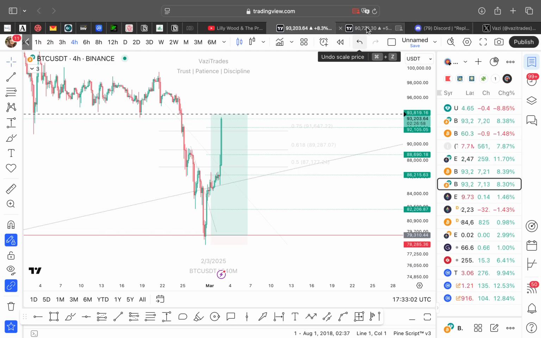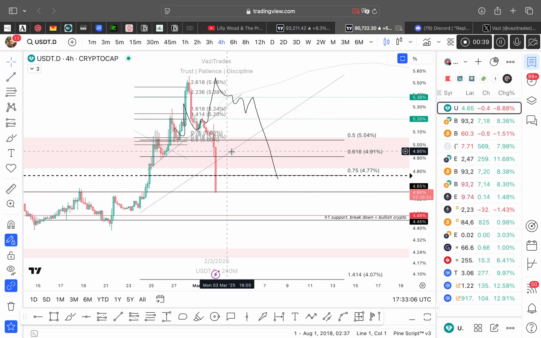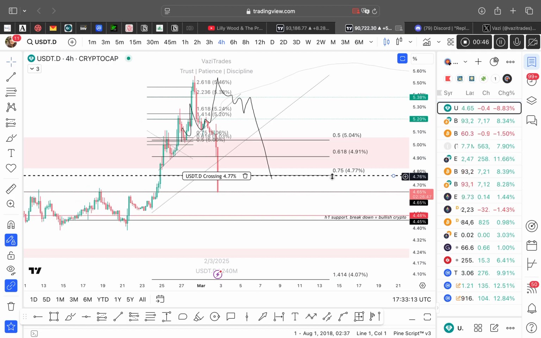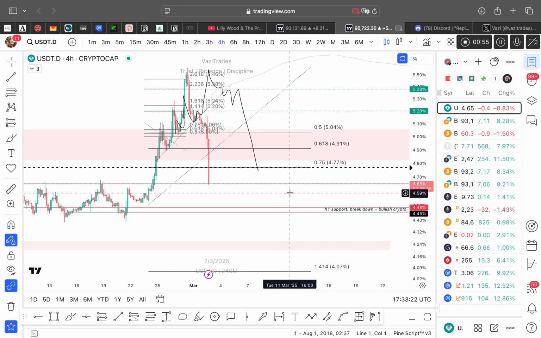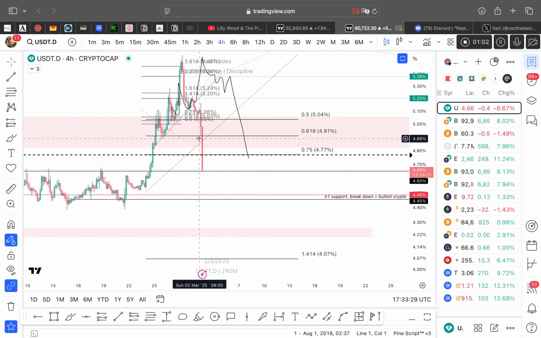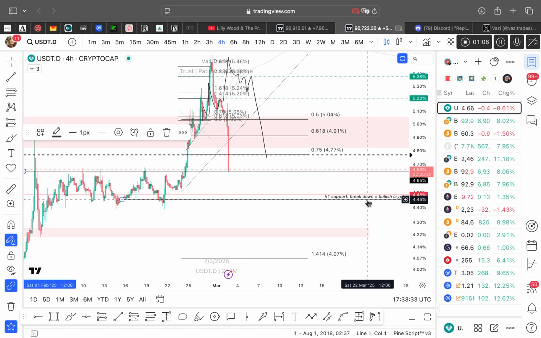And there I was telling you that we can expect a move of USD dominance to the 0.75 level on Fibonacci, and as usual I try to give all possible scenarios, bullish and bearish. Currently we can see that USD dominance broke below 0.75. It was a strong support, right, and it broke below.